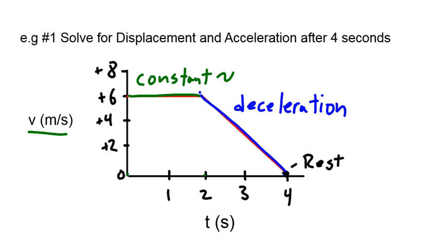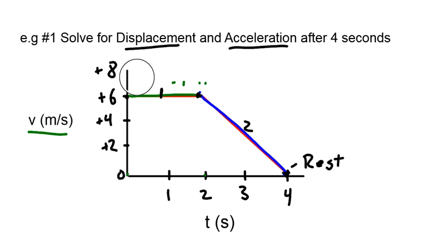So step two, break it up into two pieces. From 0 to 2 seconds, I'm going to call piece 1. And from 2 to 4 seconds, I'm going to call piece 2. I'm just going to examine each piece at a time. Our problem is solving for the displacement and acceleration after 4 seconds. Let's solve for the accelerations first. I'm going to erase this so we have some room.